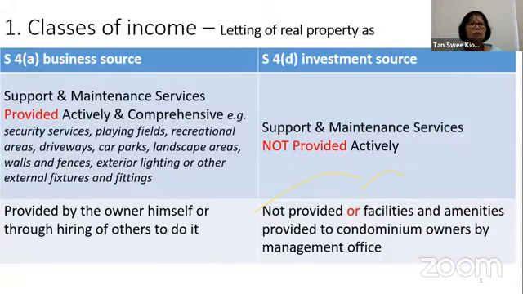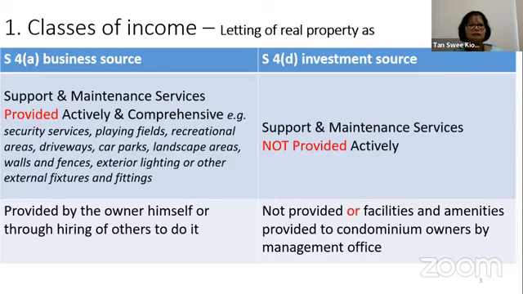Okay, how to differentiate the rental income under Section 4A or 4D? Section 4A rental income, we say it is under business source, provided the landlord actively provides support and maintenance services to its tenants, either provided by the landlord himself or herself, or they appoint somebody to provide it.